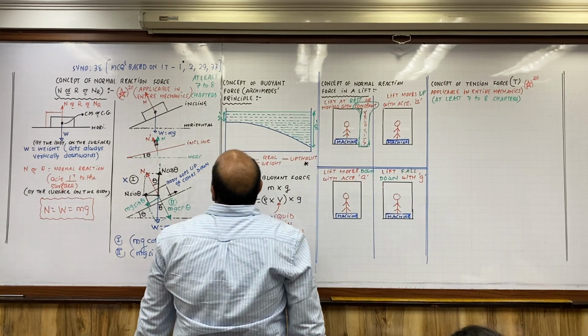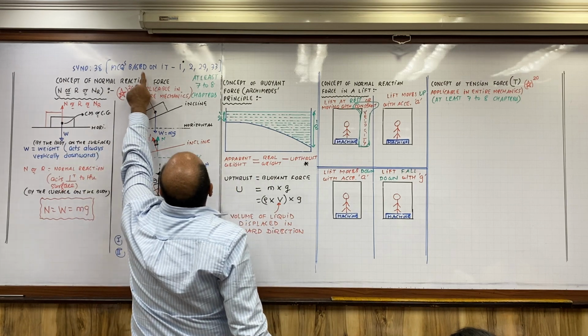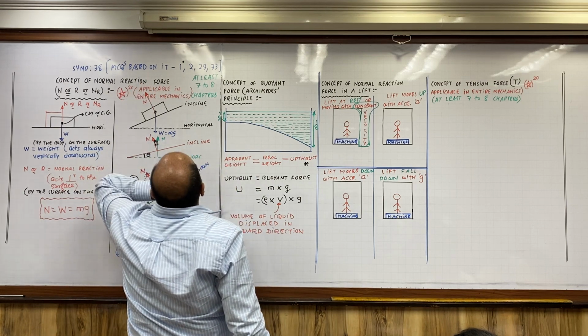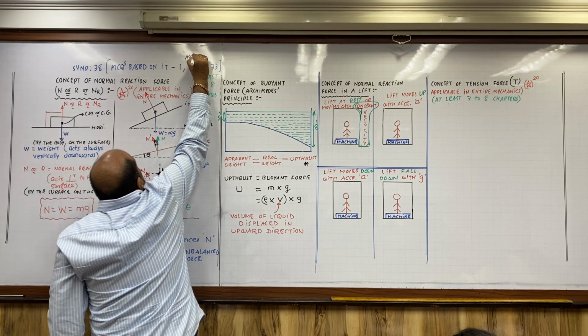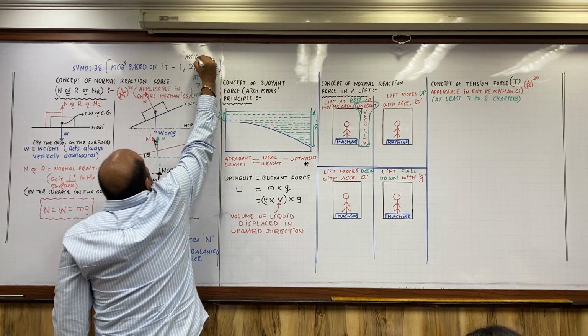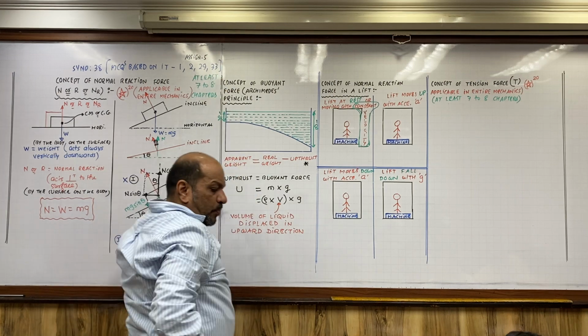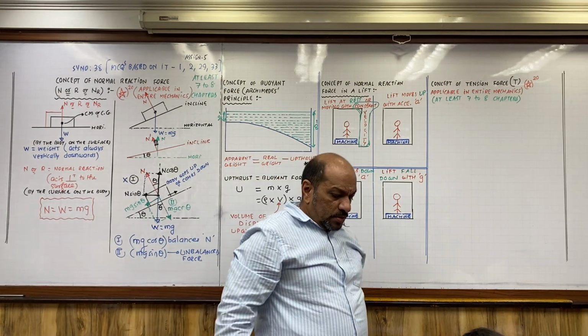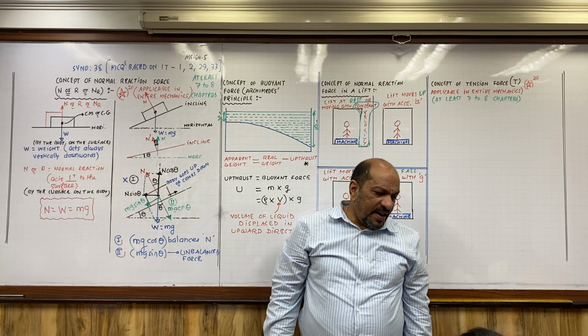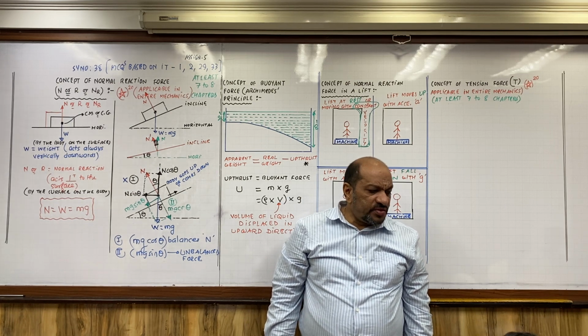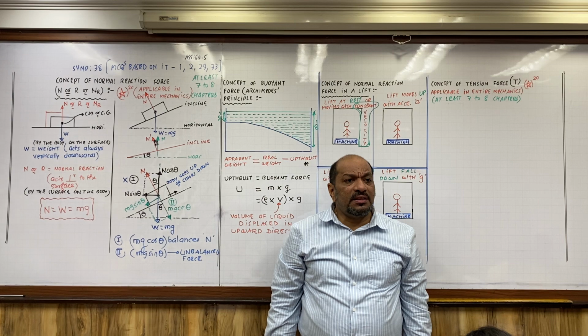Solve assignment number 5, questions 1 to 29 and 33. Write this in point number 38. Assignment number 5 means HOTS. Question numbers 1 to 29 and 33.